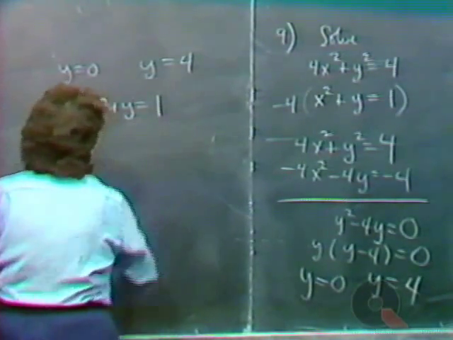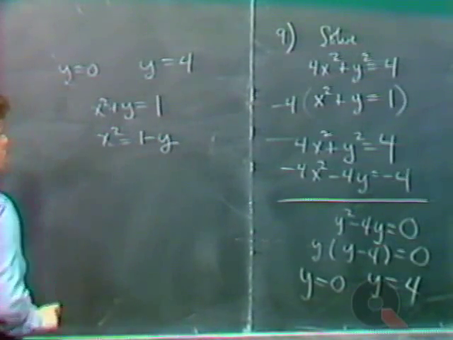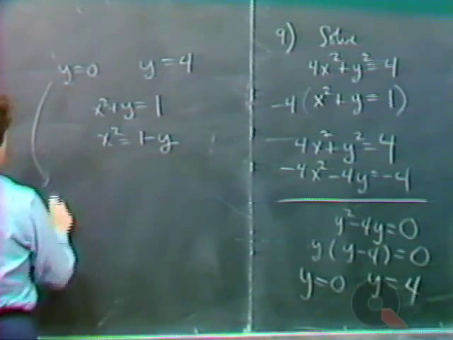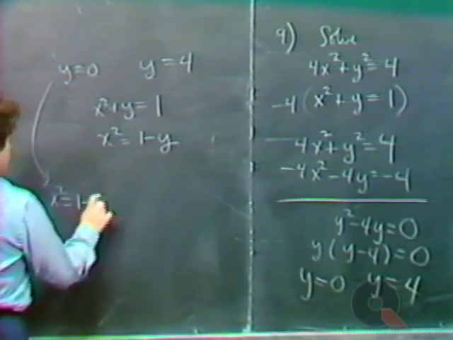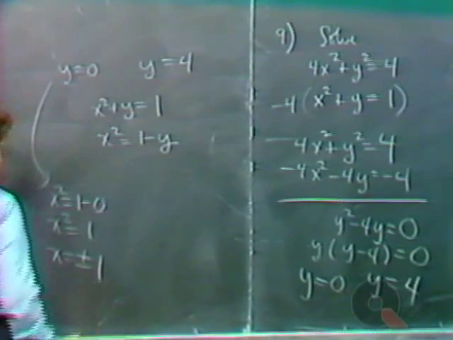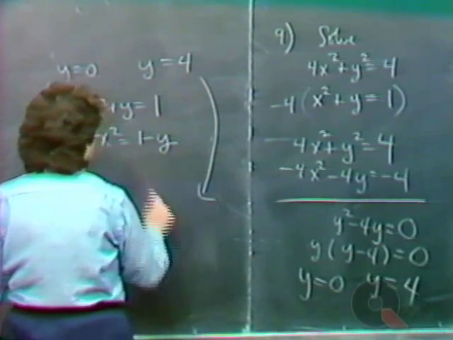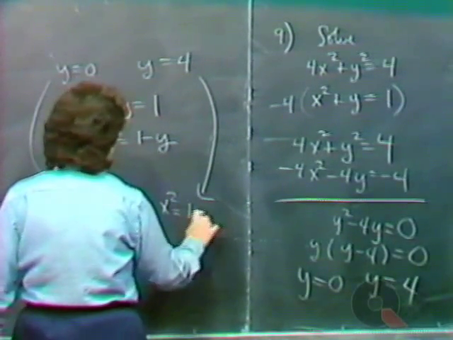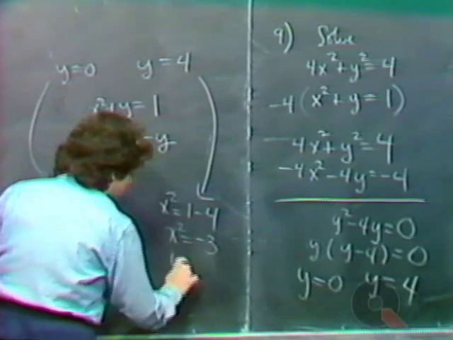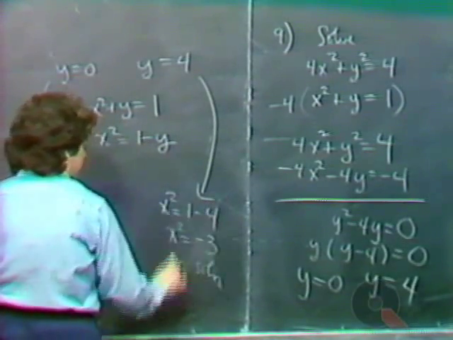Well, again, we should do it this way. X squared is 1 minus y. So if y is 0, x squared is 1 minus 0, x squared is 1, x is plus or minus 1. And if y is 4, x squared is 1 minus 4, x squared is minus 3, and there's no solution from this, because you cannot solve for x.